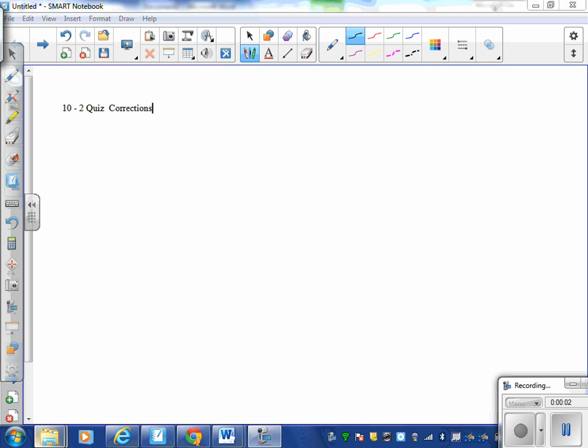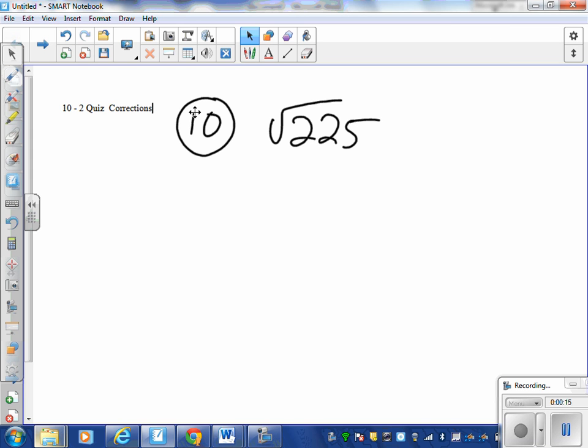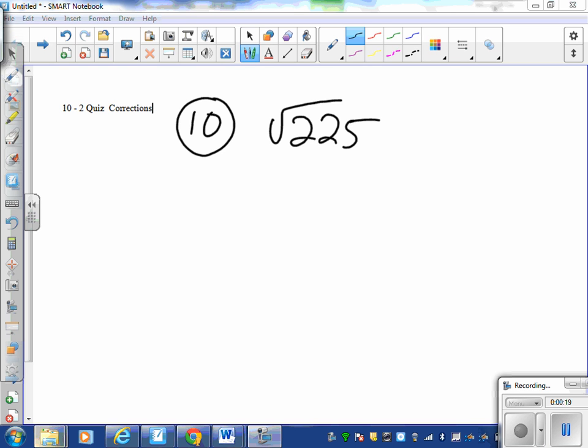Question number 10, we had the square root of 225. How do we do this problem? If you put this in your calculator right away, your answer is going to be 15. But sometimes you're going to have to do it all the way.